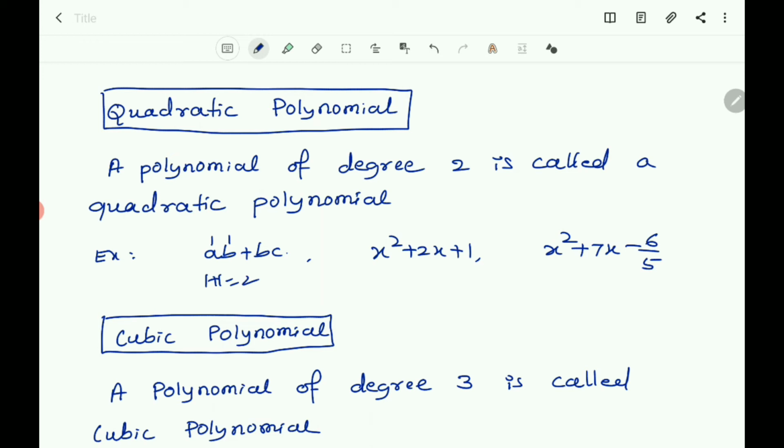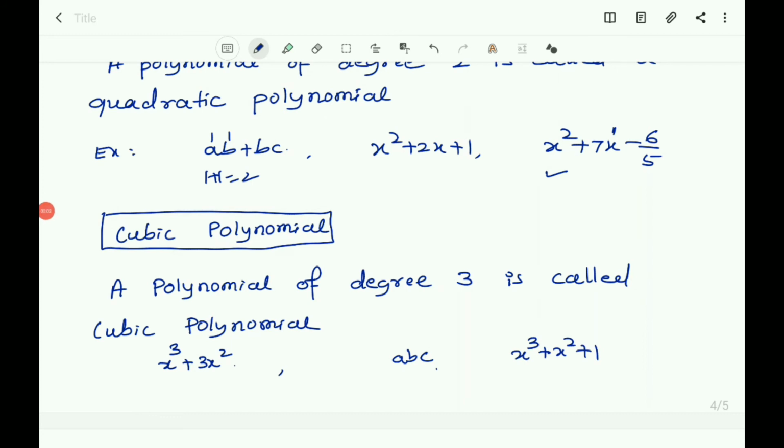In x square plus 2x plus 1, here only one variable is there. That is x. Its highest power is 2. So it is also a quadratic polynomial. Then you come to the polynomial x square plus 7x minus 6y. Here the variable is x and the highest power is 2. x square means the highest power is 2. 7x is there, its power is 1, and out of 2 and 1 the highest is 2. So the highest power of the variable is 2. It is also a quadratic polynomial.